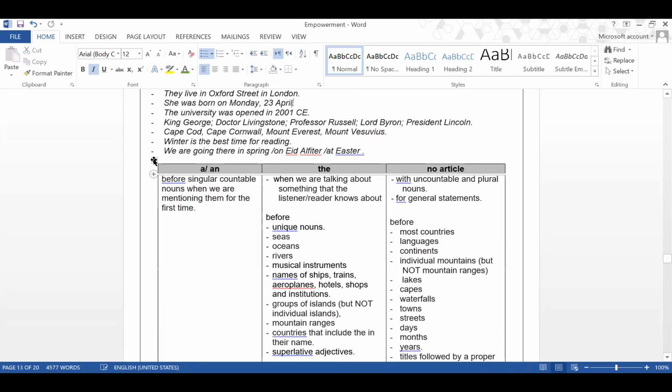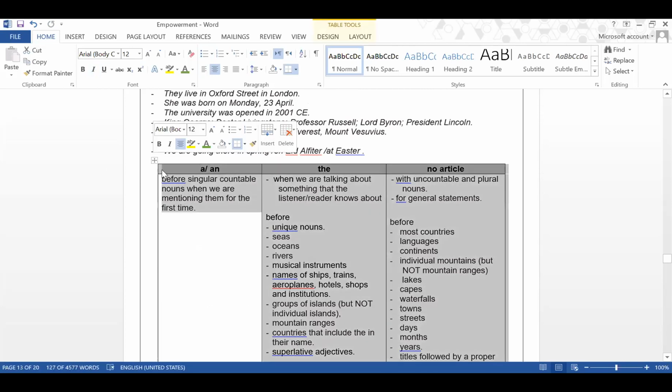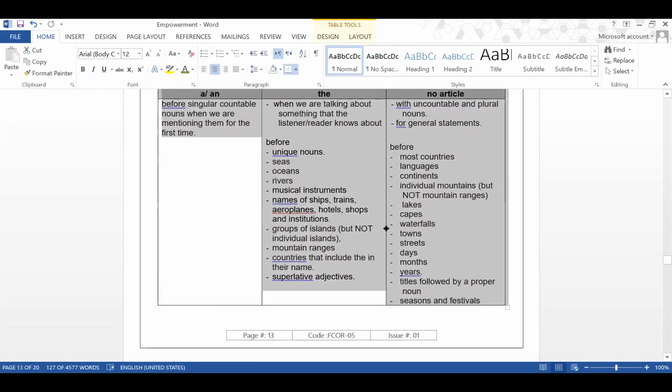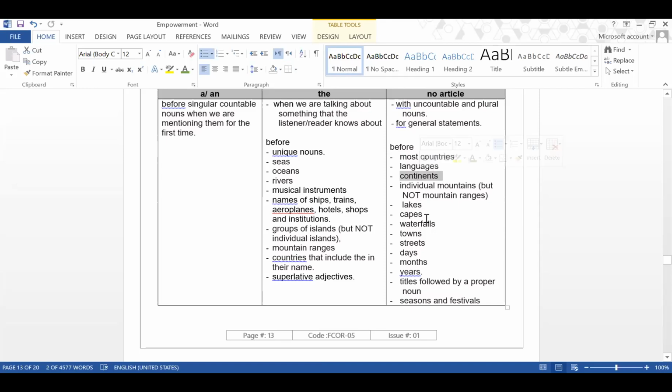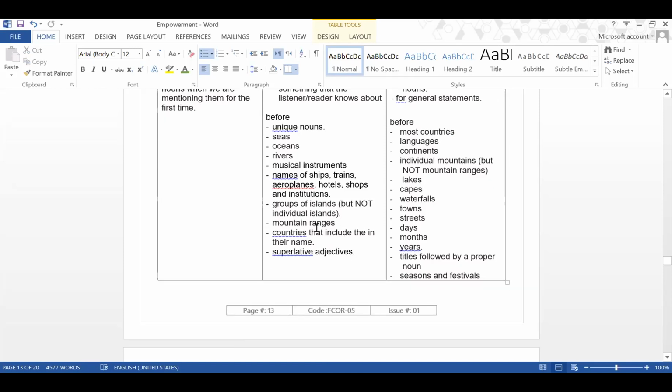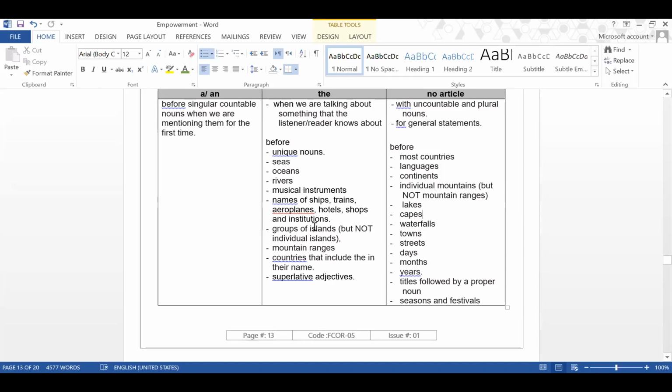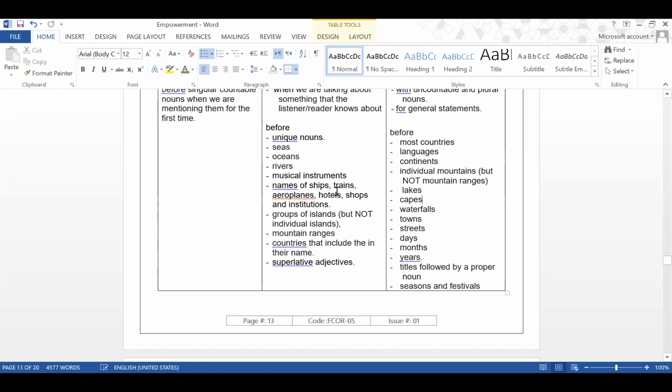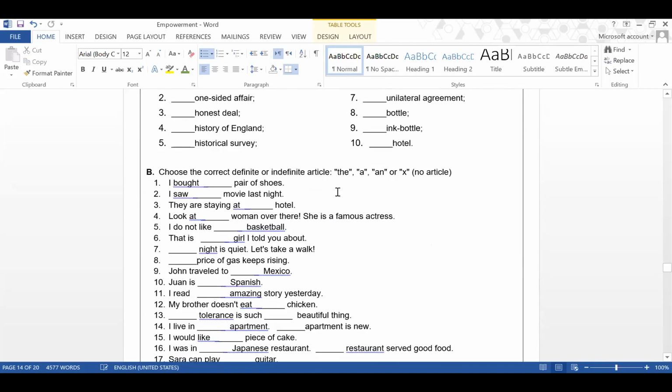Okay, I prepared this table for you that includes everything. Everything is included here. Like I use the before unique nouns, seas, oceans, rivers, musical instruments. I use no article before languages, continents, countries, and so on. This table will help you. Any question? You just need to check it. I think they're very easy to memorize, and by practice, you will master them. Okay, let's try one exercise. Let's try this one.